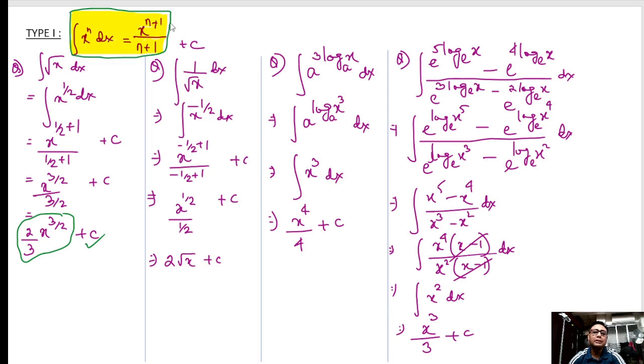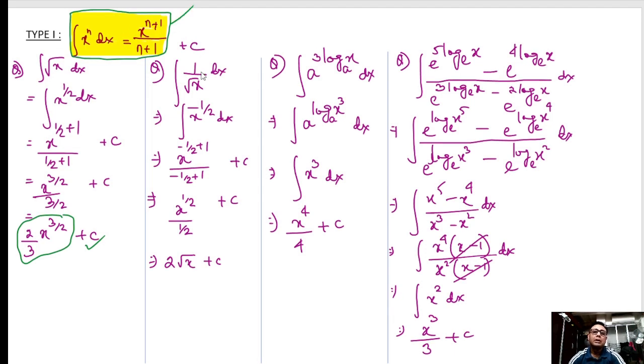Okay, so using this formula only we will do first. Integration of 1 by root x. 1 by root x is what? x to the power minus half. So with minus half, now I will do minus half plus 1, because we have to do x to the power n plus 1 by n plus 1.